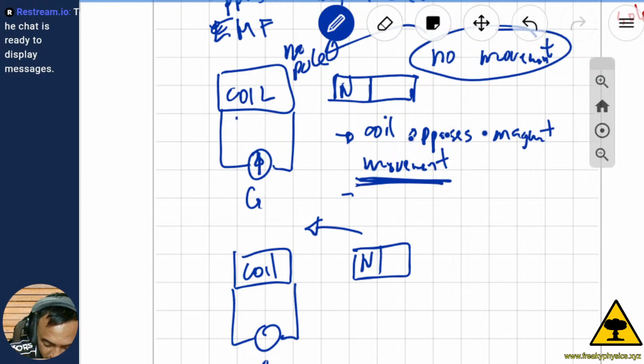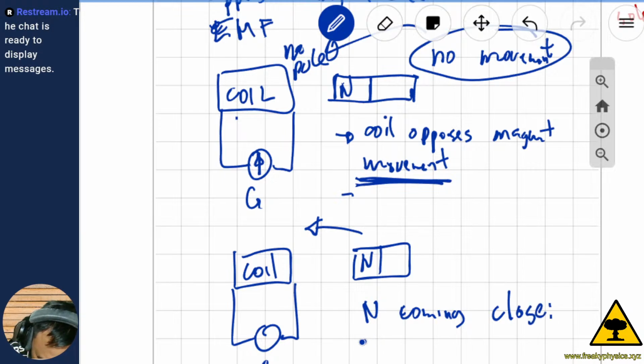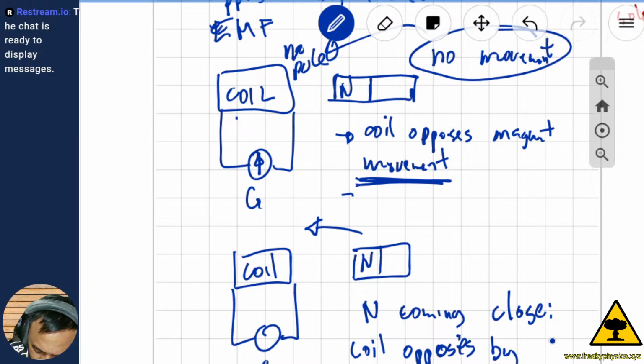So again, go back to the idea that the coil will oppose the movement. If the north pole is going to the coil, how will it oppose the movement? So I'll write it here: N coming close. So the coil opposes by pushing it the other way, right? Pushing other way.